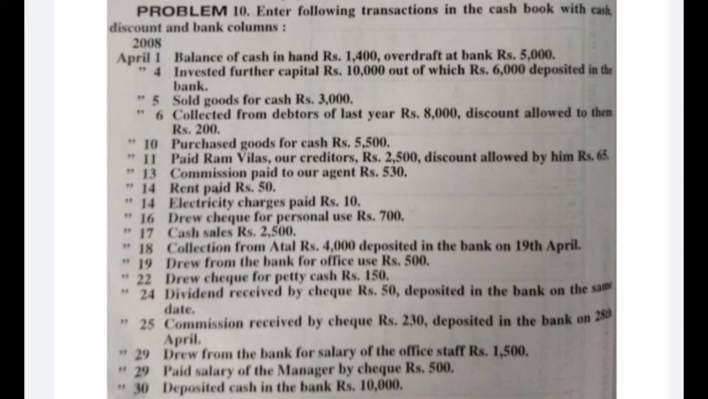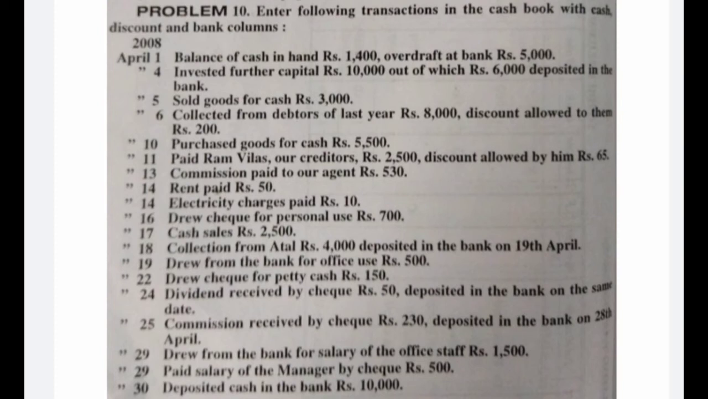Okay, so cash is on the debit side, debit the cash column with rupees 8,000 and the discount column with rupees 200 to debtors account. Next, purchased goods for cash. So purchases account debit to cash account. Cash is on the credit side, so credit the cash column with rupees 5,500.